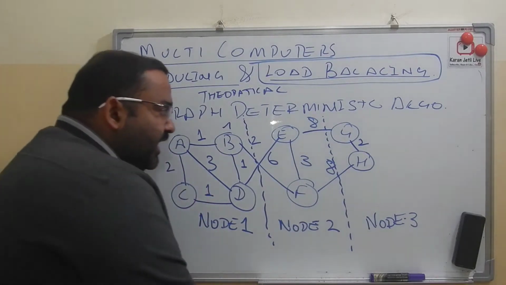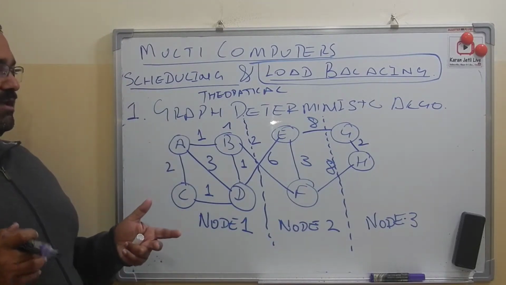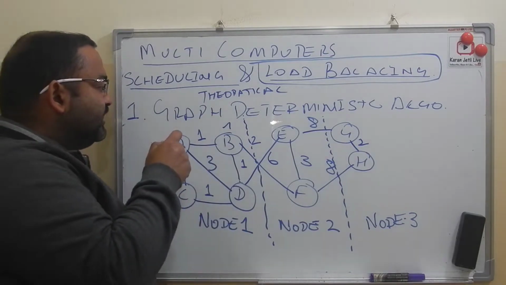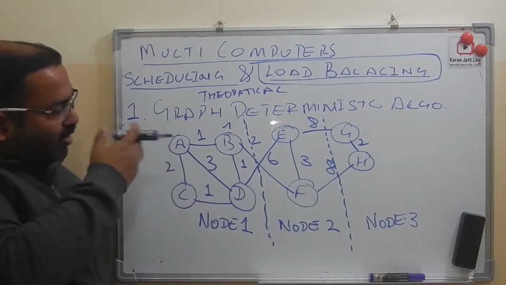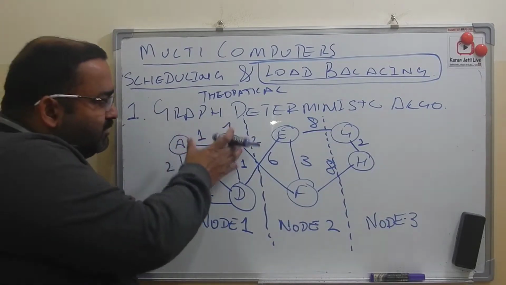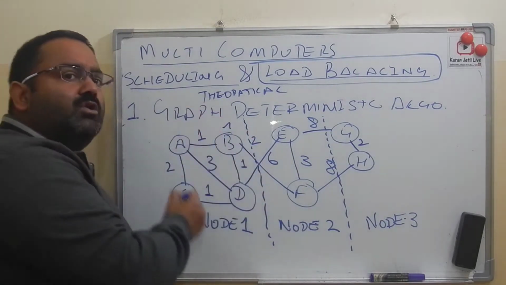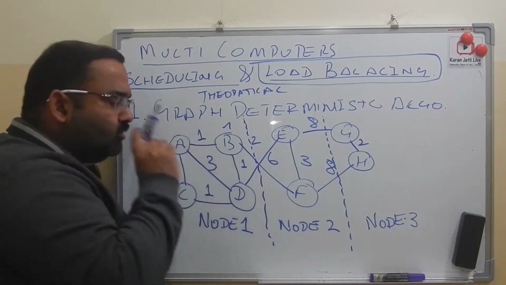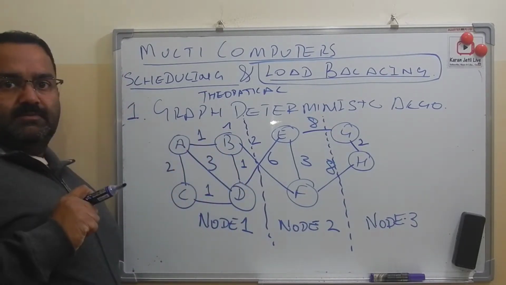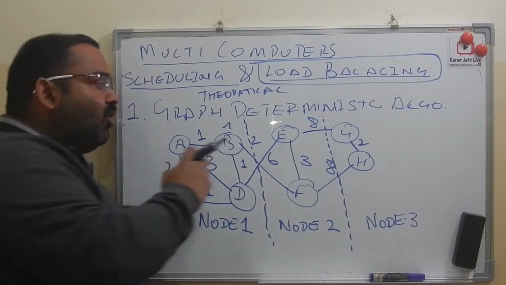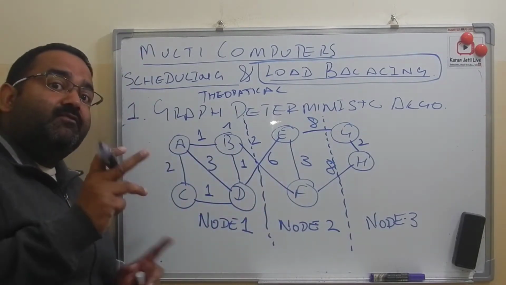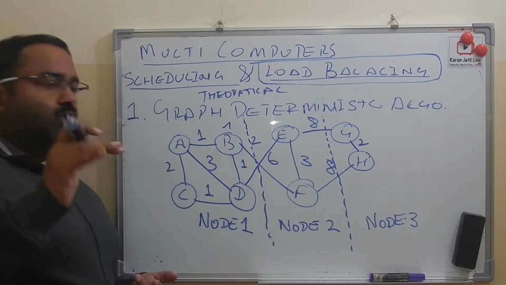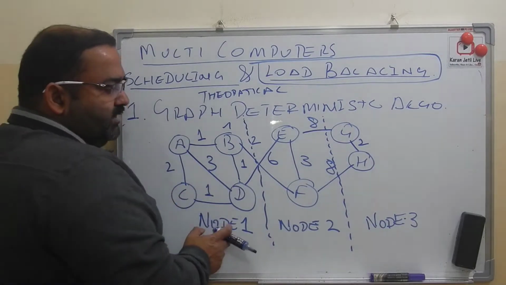Now guys, what we observe is, if you look at node 1, we have processes A, B, C, D. They communicate with each other, but their communication is inside node 1 only, so it should not bother us. What we have to observe is how much communication is between the different nodes. For example, node 1 and node 2.